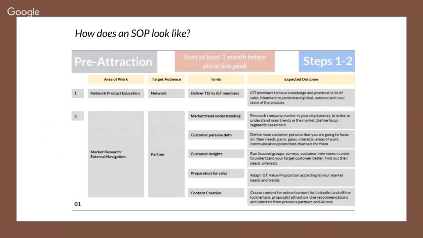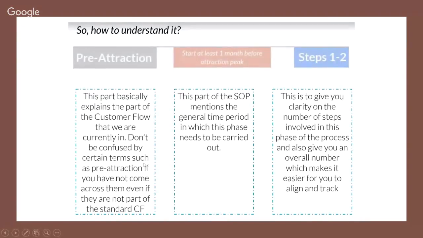In this case, we are seeing an example of IGT. What does an IGT area do from open to complete? Okay, what does it mean? In this case we can really divide the SOPs. We should divide each part of the customer flow in order not to confuse people and to make it easier to understand. So for each part of the customer flow we should have a different standard operational procedure.